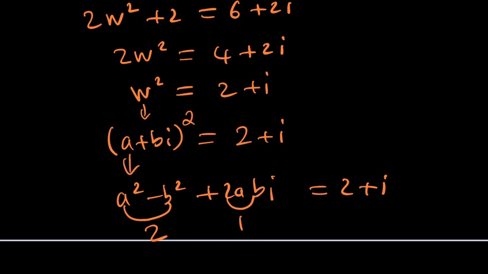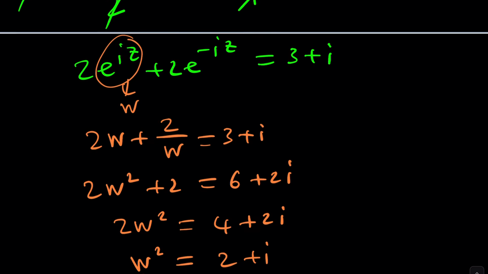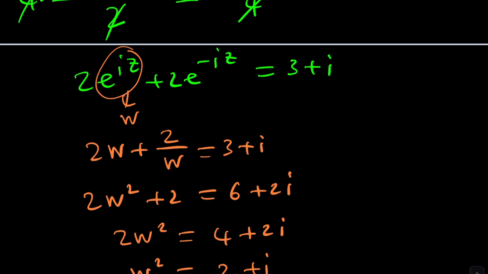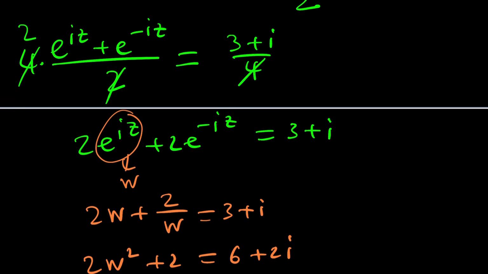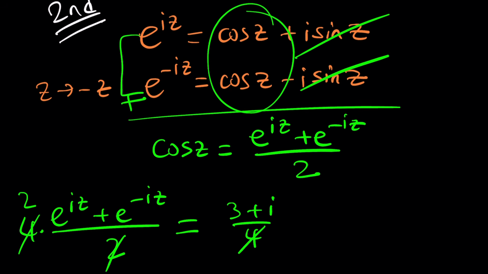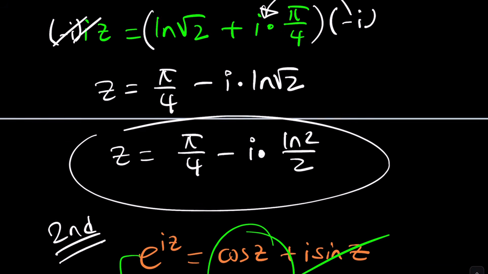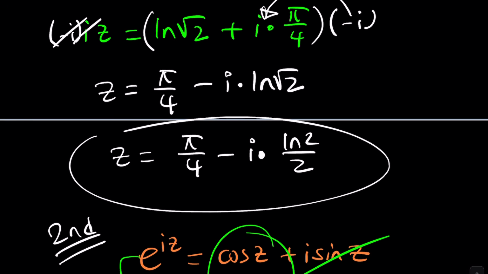But again, this is a lot of work, isn't it? And after you find all of these, that's just going to give you w, and then w is e to the iz, so you have to do the natural log again, so on and so forth. But I think this is a better idea, even though there is a formula, and you can just use this method. Hopefully, you'll get the same answer.